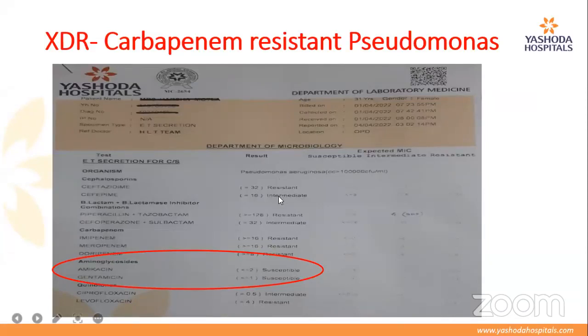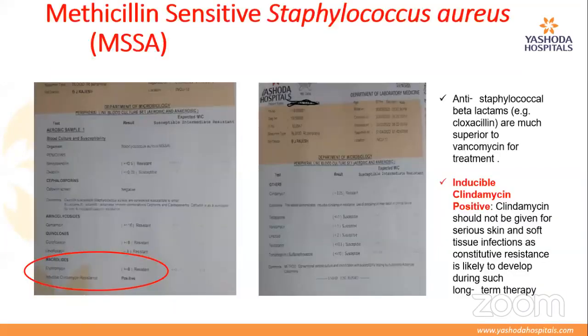Now, in this, the other antimicrobials, tetracycline, vancomycin, linezolid, teicoplanin, are all susceptible. So once this is an MSSA result, the anti-staphylococcal beta-lactams are much superior to vancomycin. We should not start with vancomycin treatment. Here one more important thing is inducible clindamycin positive. Once the inducible clindamycin is positive, we should not give it for serious skin and soft tissue infections, as resistance is likely to develop during long-term therapy.